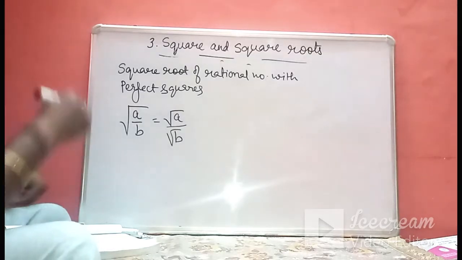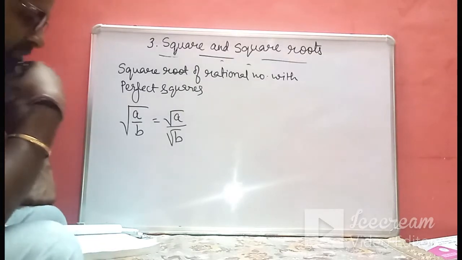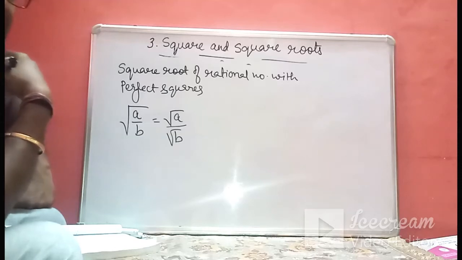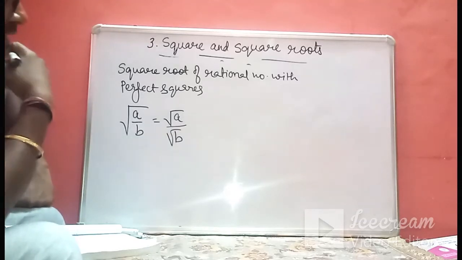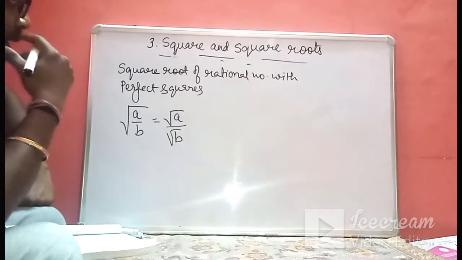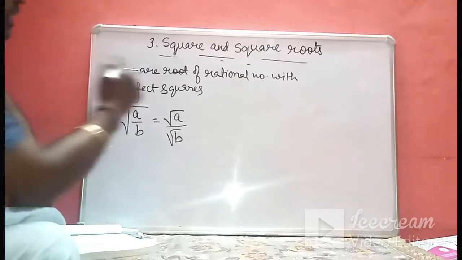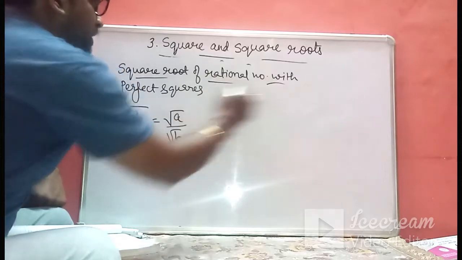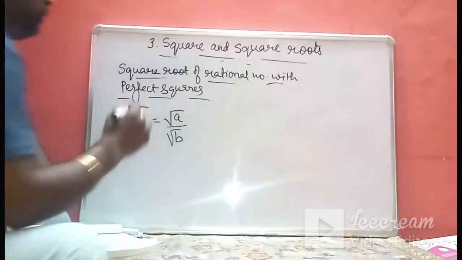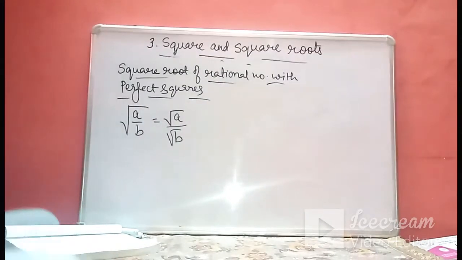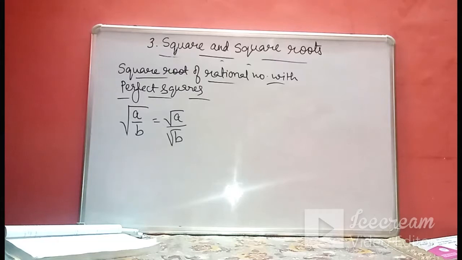So far we have discussed the prime factorization method and we have calculated the prime factorization of the natural numbers. Now in today's lecture we will discuss how to find the square root of the rational number with perfect squares. A perfect square, we already know, is a number which we can write in the form of multiplication of two exactly same numbers.